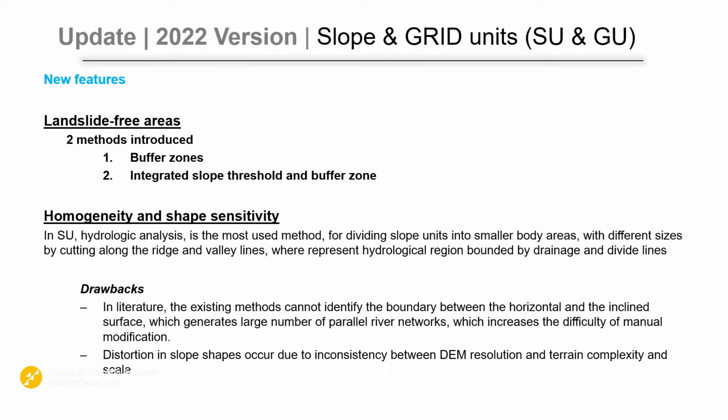And actually it happens because of the inconsistency between the DEM resolution and the terrain complexity and scale. If you are using a small area but your DEM resolution is very low, then you try to have a meaningful relationship, but the DEM will not give you the proper shape for the slopes, or the opposite as well.